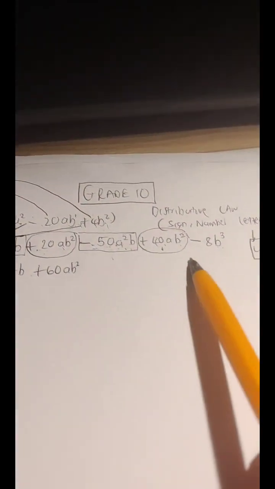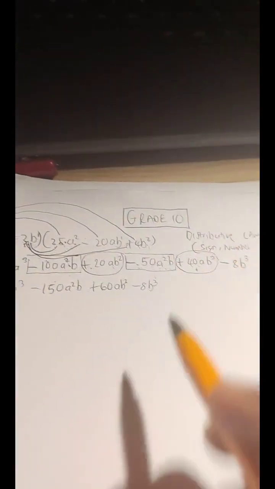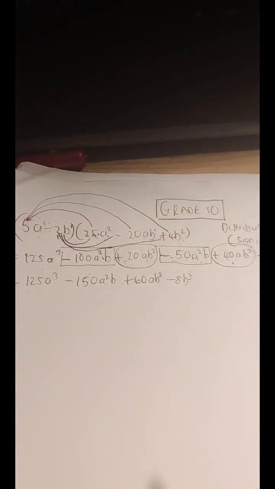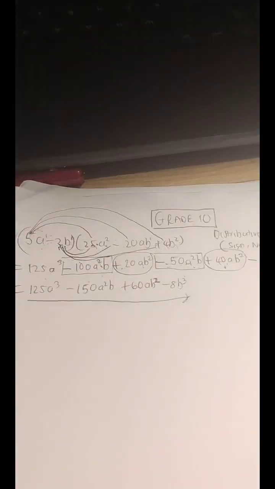And then last but not least, the only other unlike term from other terms is negative 8b cubed. And guys, if you can look, there's no other like terms. So if there are no other like terms, it means that our answer basically ends right there.